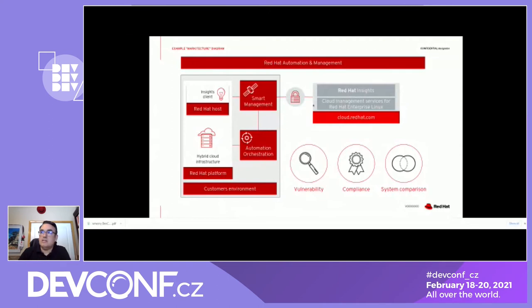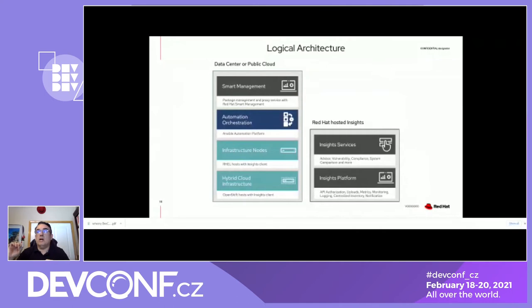Logical architectures usually break things out into locations. They could be geographic locations, or within the same location, it might be, oh, this is the internal or the interface networking part of the core data center. In the core data center, maybe there's an OpenStack cluster, and there are also some bare metal machines up there. So you might want to split it out that way as well, to show what's running on OpenStack or what's running on bare metal. In this case, we're just showing a data center running smart management, automation, orchestration, infrastructure nodes, and what we call hypercloud infrastructure, which is all about the OpenShift hosts, which might be CoreOS. And then on the Red Hat hosted side, on cloud.redhat.com, we have these Insights services and the Insights platform.